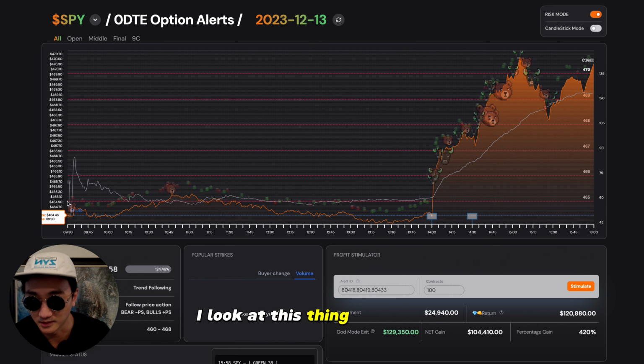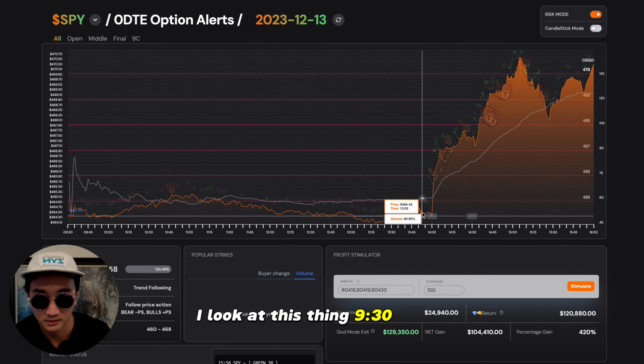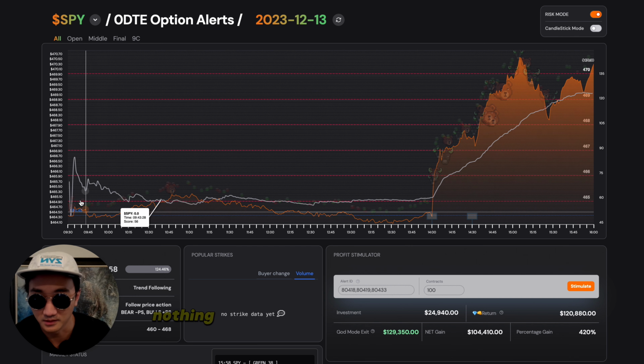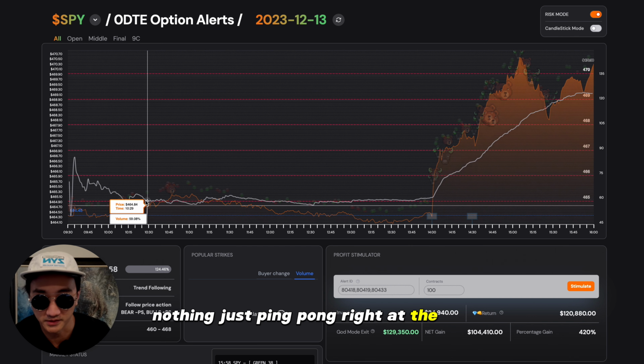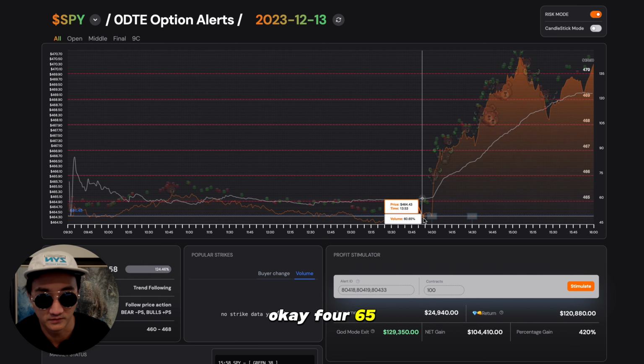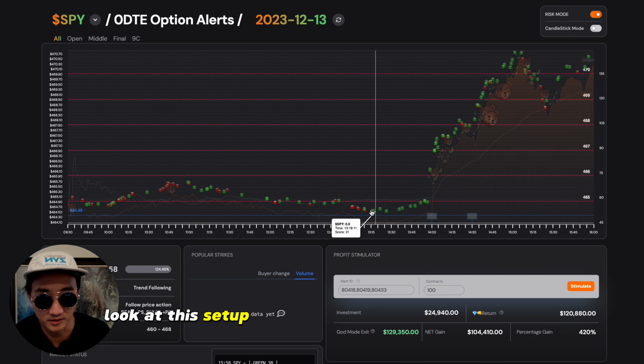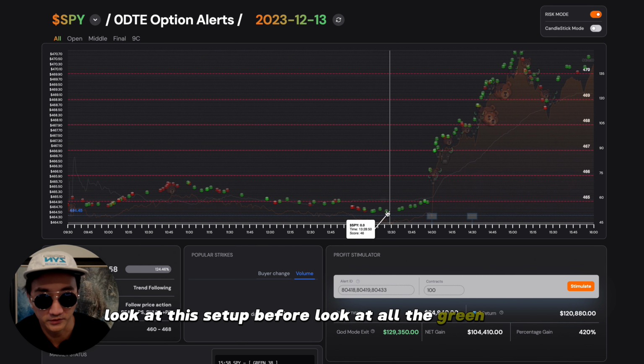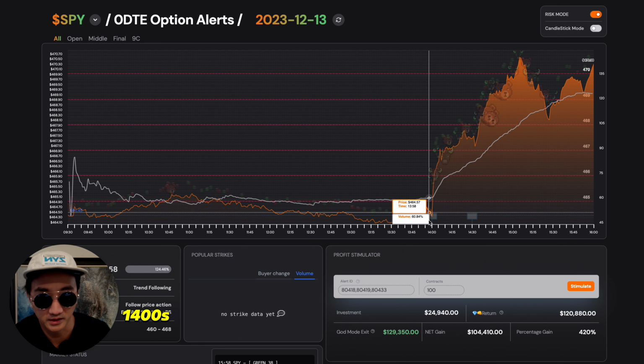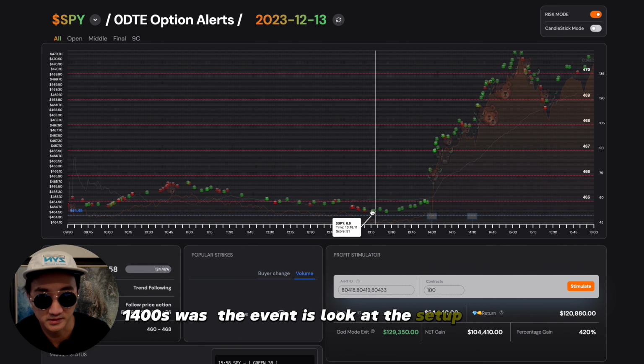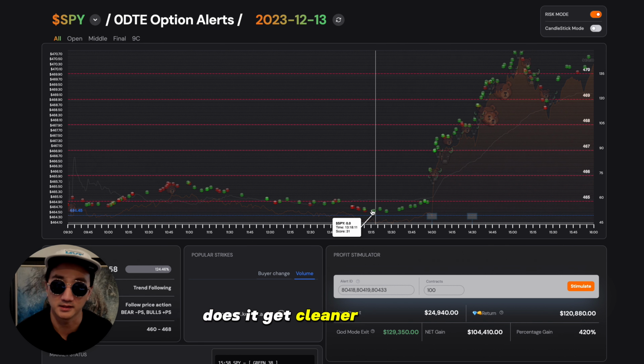All right, look at this thing. 930 to 1400, what happens? Nothing. Just ping pong right at this strike. Okay, 465. Look at this setup before. Look at all the green florbs. 1400 is when the event is. Look at the setup. I mean, does it get cleaner than that?